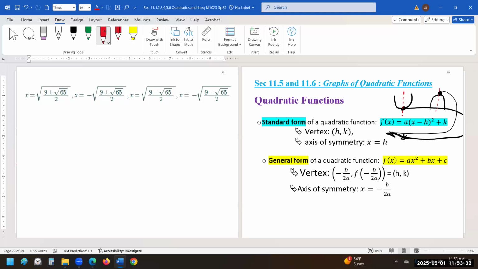Since we don't see the vertex in general form, we have to find the vertex. So use a formula. The x value of the vertex is negative b over 2a. So we have to replace a and b into this formula, and then they will tell you what is our h. To get the y value, we replace this into the function and solve for y, and we get the y value of the vertex. So this is our x, this is our h, and this is our k. And again, the axis of symmetry is x equals the x value of the vertex.